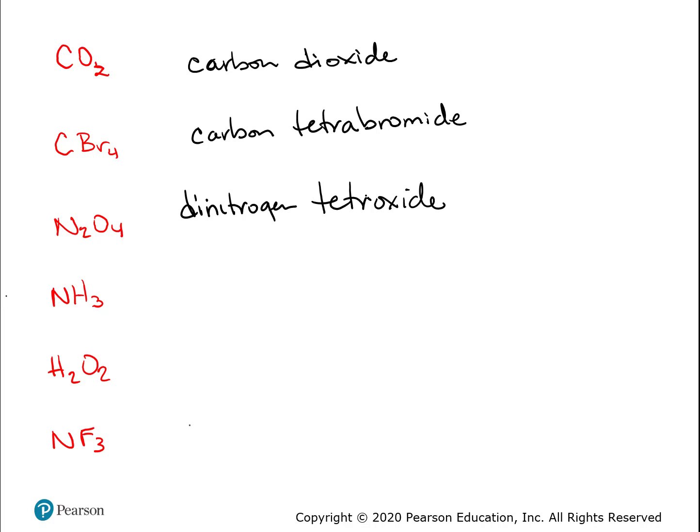So NH3, this is ammonia, but NH3 would be called what? N is? Nitrogen. Tri. So it's not hydroxide, because remember that's the OH. You use the first part of hydrogen plus IDE. So what do you think it sounds like? It's hydride. So that's nitrogen trihydride.